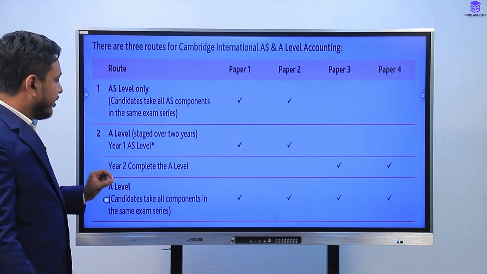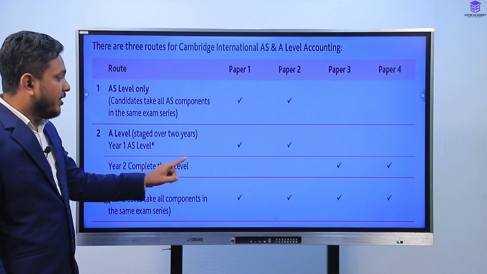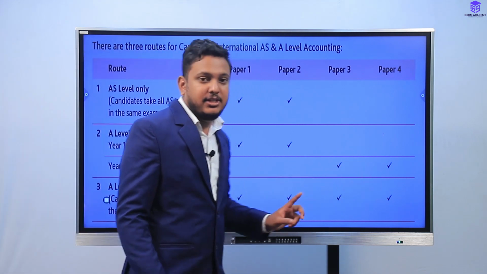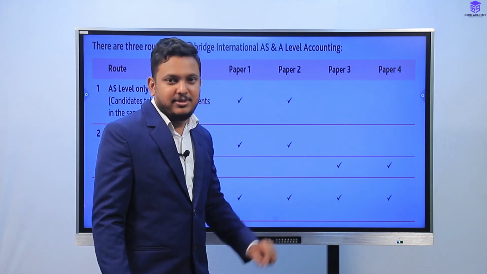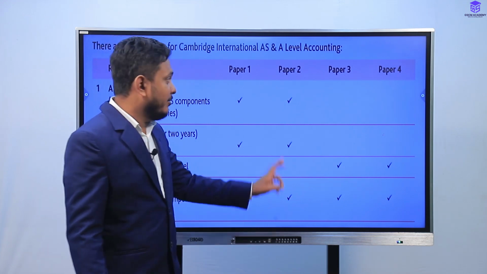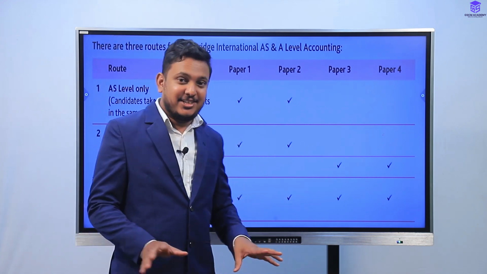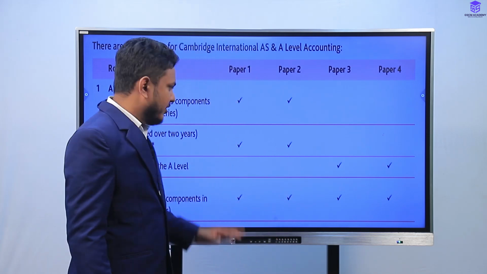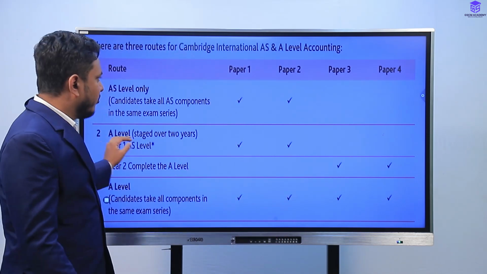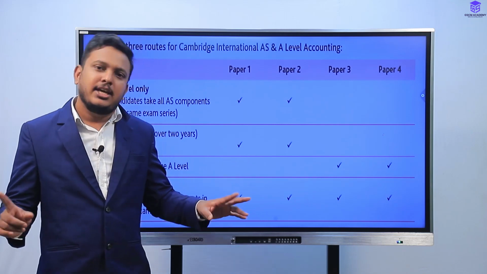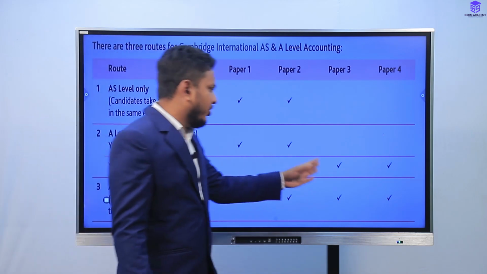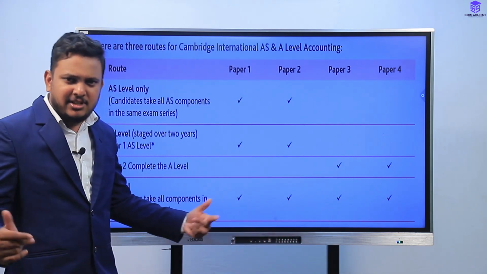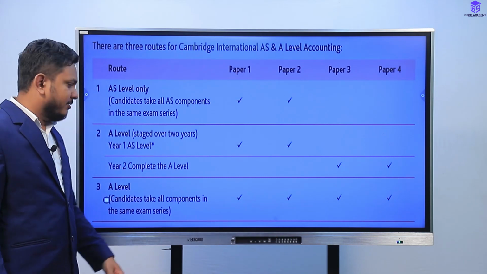you have to do paper 3 and 4 as well, together with paper 1 and 2. Doing paper 3 and 4 alone will not be enough. In the first year, you can complete paper 1 and 2 and get the AS certificate. In the next year, you can do paper 3 and 4 and get the A-level certificate.